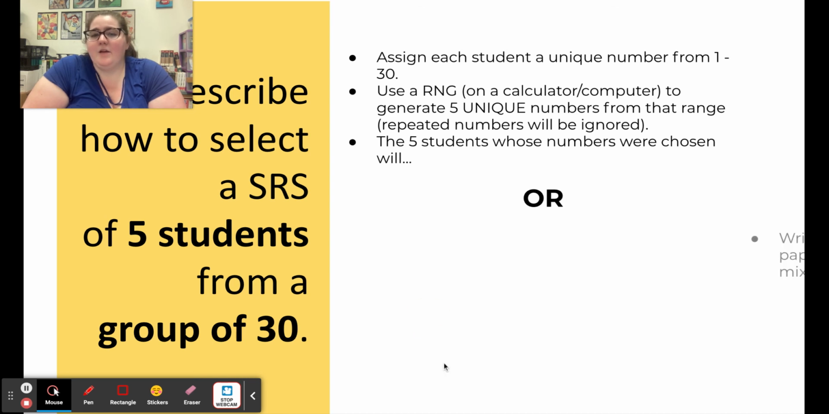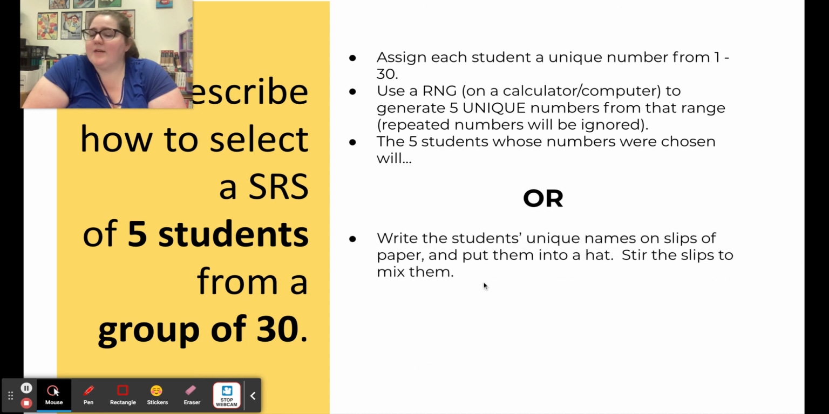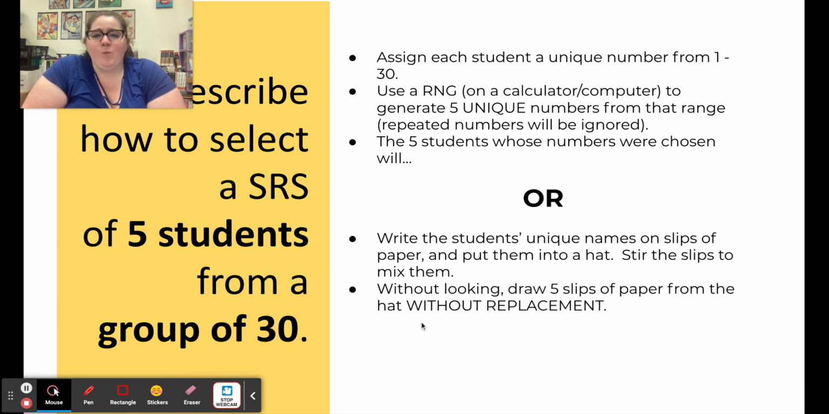Another way that I could see that used, so I used RNG up here. So here's another way that I could say to do this. So I could say write the students' unique names on slips of paper, put them in a hat, stir the slips to mix them. That includes that randomness piece. Without looking, draw 5 slips of paper without replacement. So that without replacement is kind of the same thing as saying unique or ignore repeats. It means I want 5 different names of students. And then the 5 students whose names were chosen will. So it's just another way you could do it.